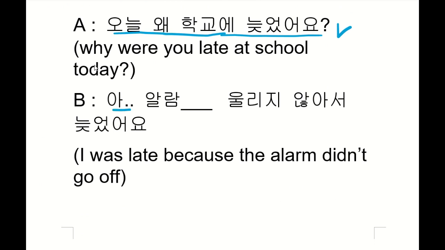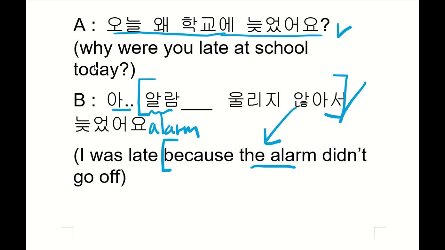B said, 알람 울리지 않아서 늦었어요. Alarm, that's like a Konglish word. So this part, alarm something 울리지 않아서, is here because the alarm didn't go off. Okay. And alarm is the subject and it's answering the question about why I was late at school.